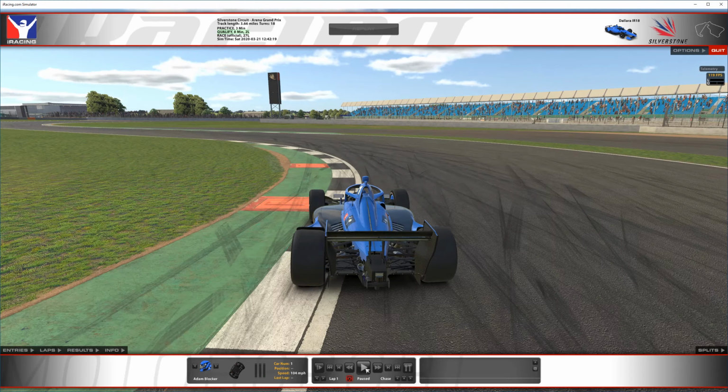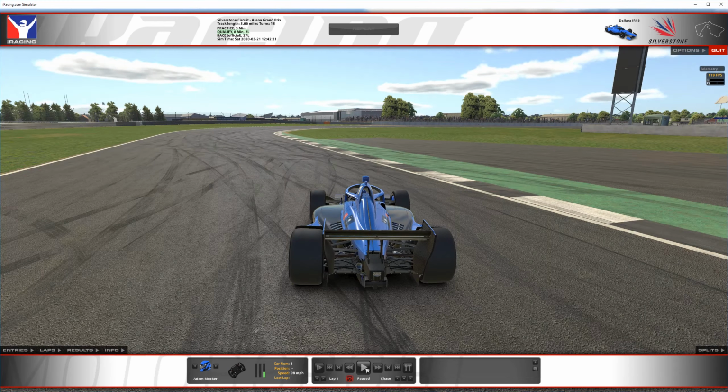But anyway, the next phase of the corner is your initial throttle application.